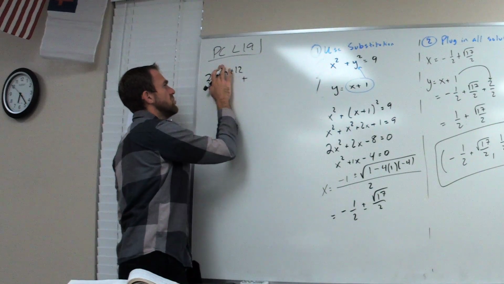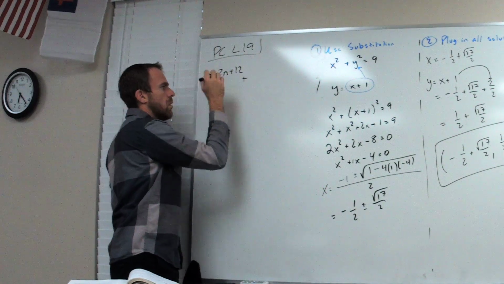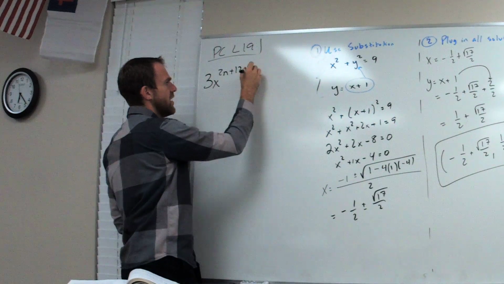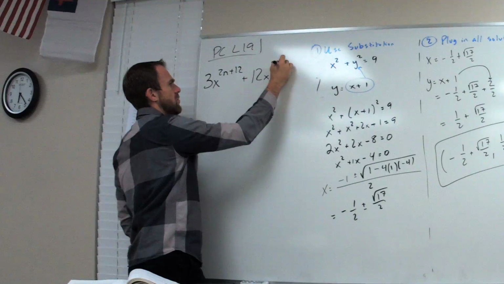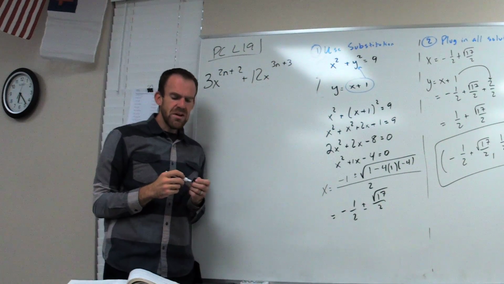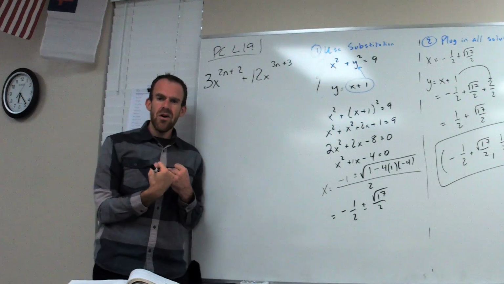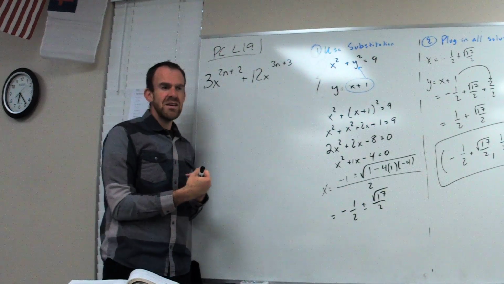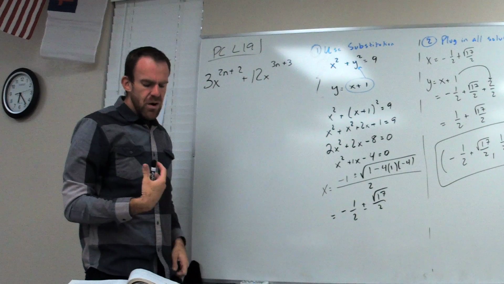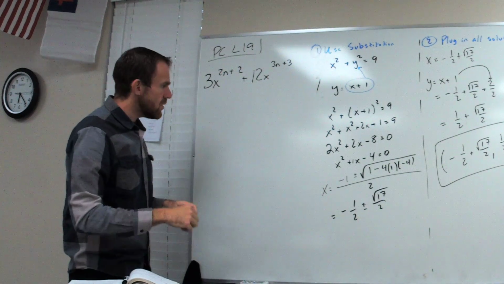That should be 2. And we've got 12x to the 3n plus 3. There we go. So, what are we doing here? We are pulling out all the things that they have in common. It's really easy to see what 3 and 12 have in common. It's 3. But what about the rest of this problem?